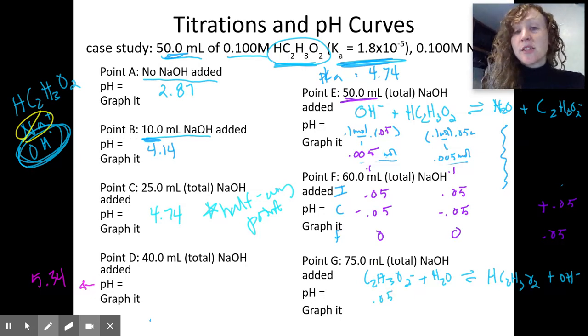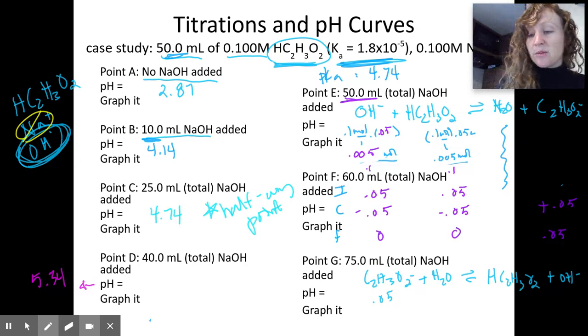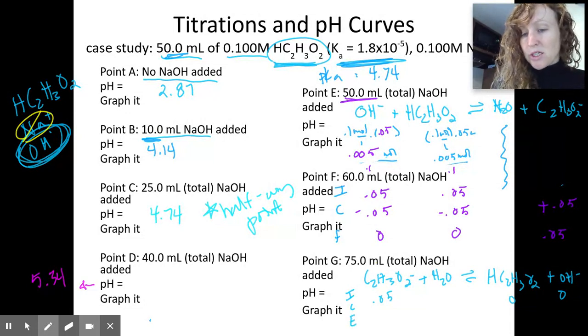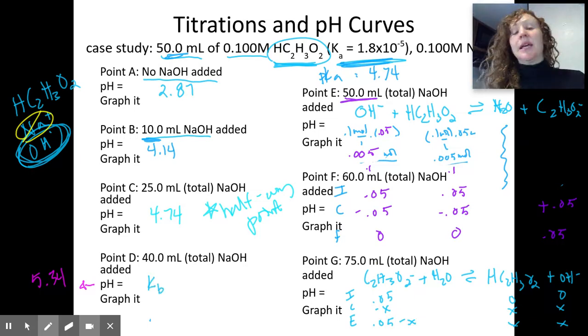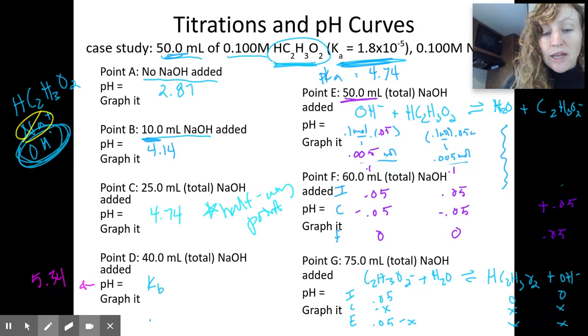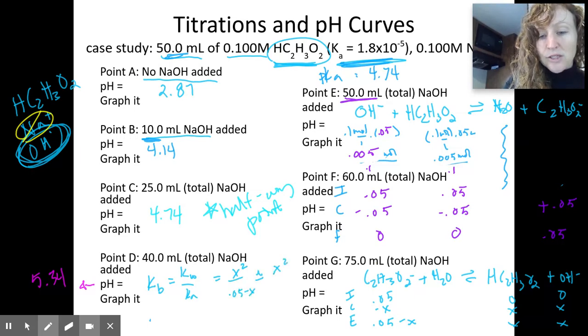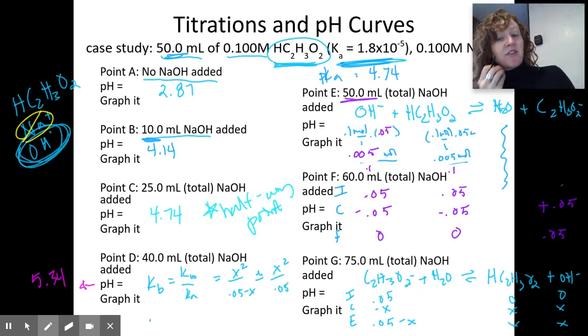Can I use the Henderson-Hasselbalch equation? No, I cannot, because I don't have any weak acid present. Again, I can ignore water because it's a liquid. It's not going to affect my K equation. Do I know my change? No, I do not. That's going to be an X. So 0.05 minus X, X, X. So my K here is going to be my KB, not my KA, because it's a weak base reaction. It's not an acid reaction. So my KB is going to equal my KW over my KA, and that will equal X times X over 0.05 minus X. I can ignore anything added or subtracted, because it won't significantly affect my equation.